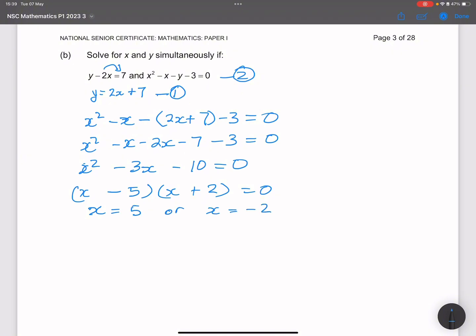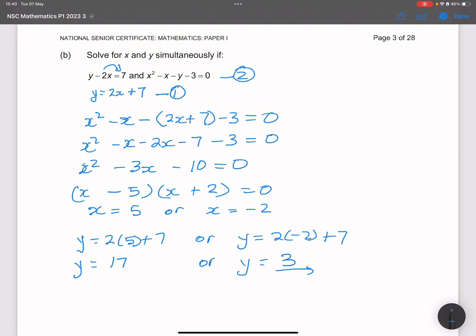Now to find the corresponding y values, we are just going to substitute back into equation 1. So y will be 2 times 5 plus 7, or y is 2 times negative 2 plus 7. 2 times 5 is 10, plus 7 gives us 17. Or in this case, y will be equal to negative 4 plus 7, which will give us positive 3.